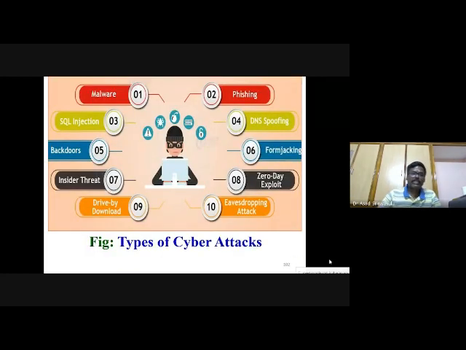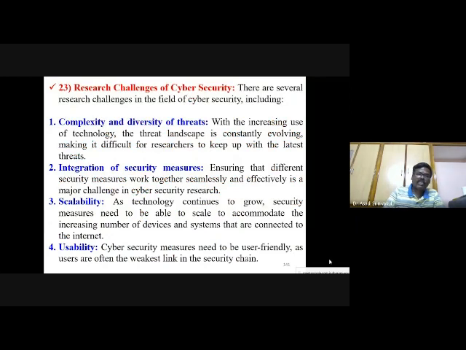So these are the types of attacks like malware, phishing, SQL injection, domain name service spoofing, backdoors, and formjacking, insider threat, zero-day exploit, drive-by download, and eavesdropping attack. These are the top 10 cyber attacks. Now I would like to classify which attack comes under malware, which attack comes under phishing. So I'm going to classify the data.